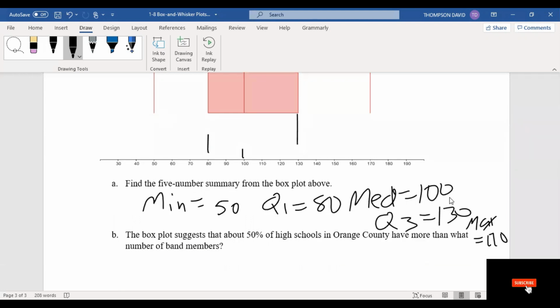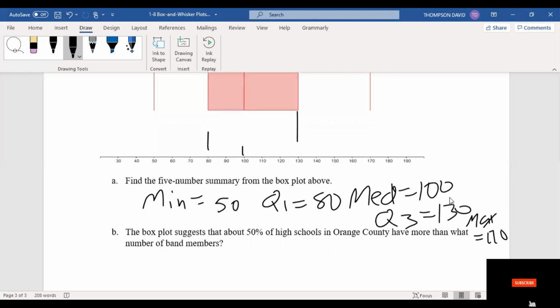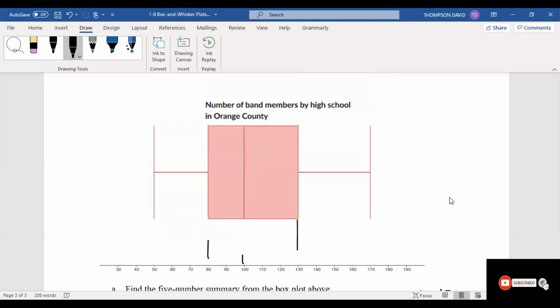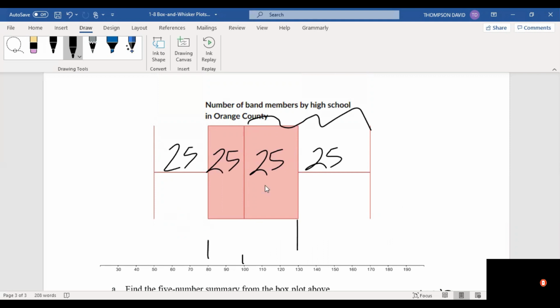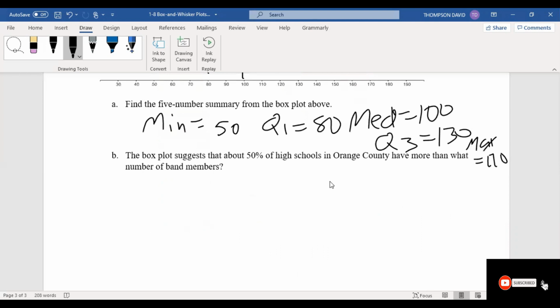Part B, the box plot suggests that about 50% of high school students in Orange County have more than what number of band members? So recall that this would be 25%, this would be 25%, 25%, and 25%. So more than what number have more than 50%? So we add 25 and 25. So we just use our median to answer the question.